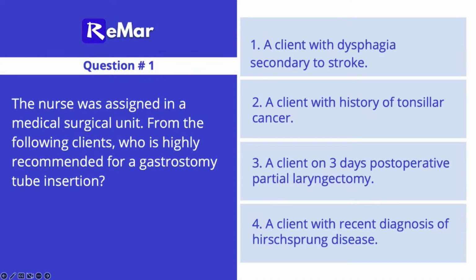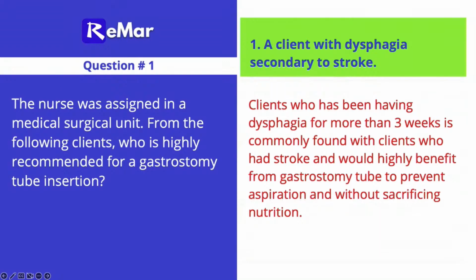All right, I'm happy to say that the majority of you did pick the right answer, which is indeed one. Great job, everybody. The client with dysphagia secondary to stroke. Dysphagia lasting more than 3 weeks is commonly found in clients who've had a stroke and would highly benefit from the gastrostomy tube to prevent aspiration without sacrificing nutrition. That's right.